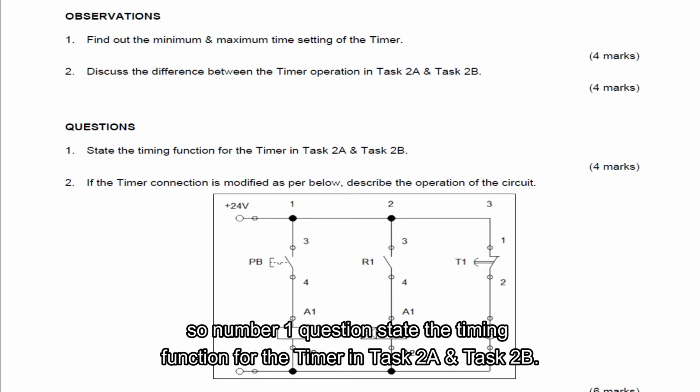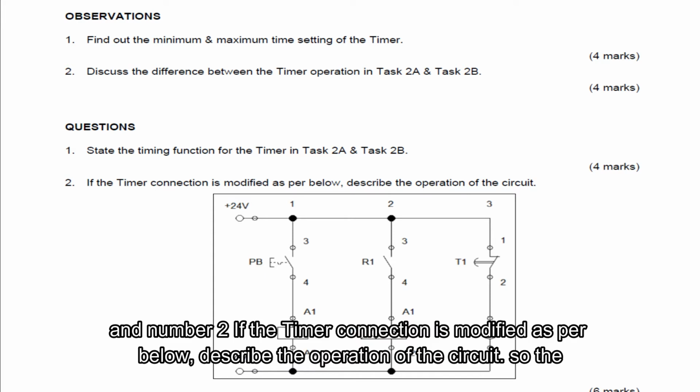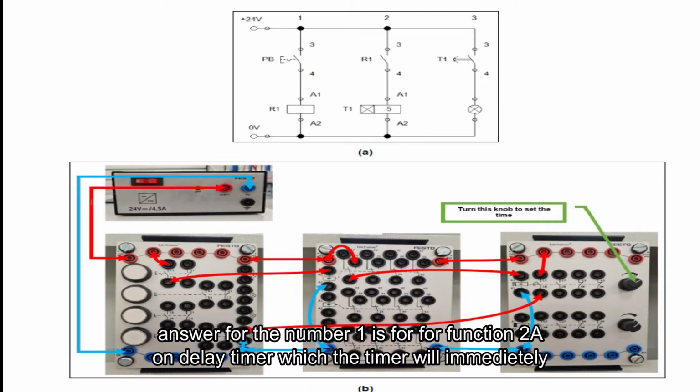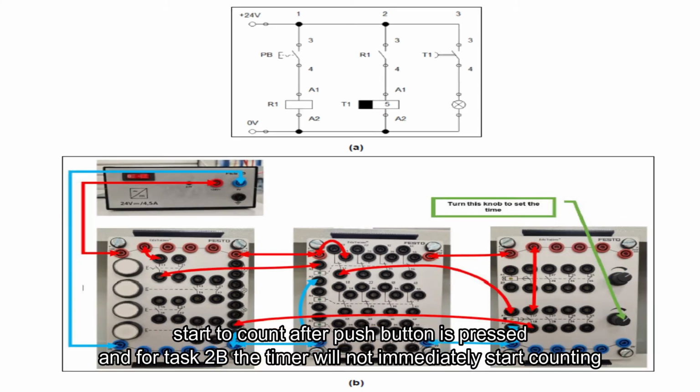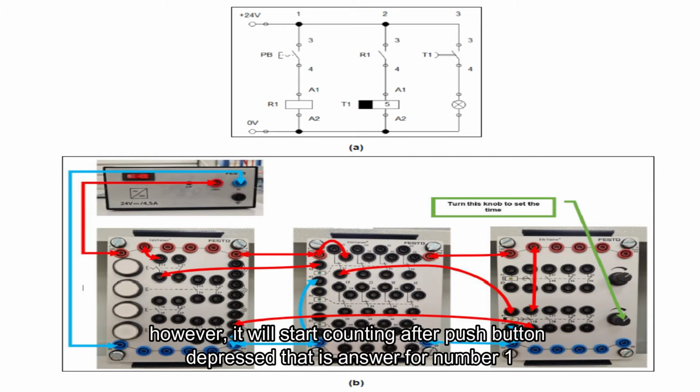Number 1 question, state the timing function for the timer in task 2A and task 2B. And number 2, if the timer connection is modified as per below, describe the operation of the circuit. So, the answer for number 1 is, task 2A is an on delay timer, which means the timer will immediately start to count after the push button is pressed. And for task 2B, the timer will not immediately start counting. However, it will start counting after the push button is depressed. So that is the answer for number 1.